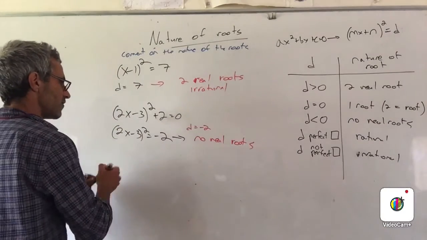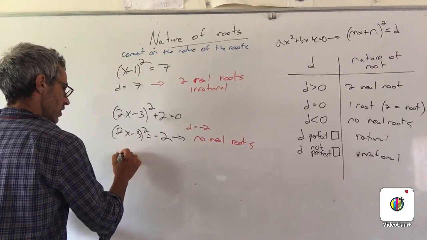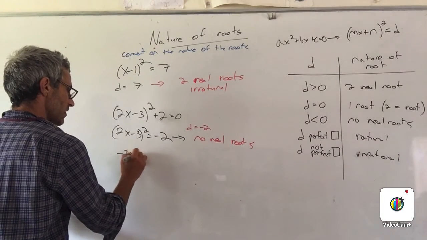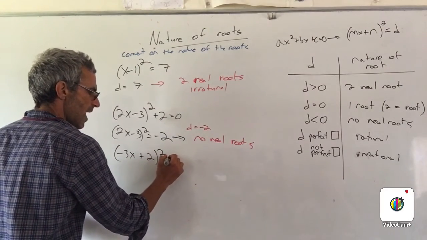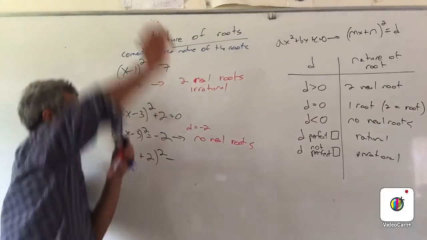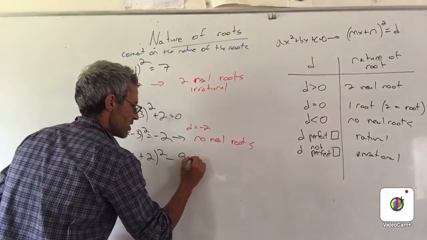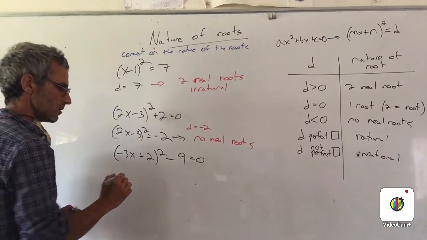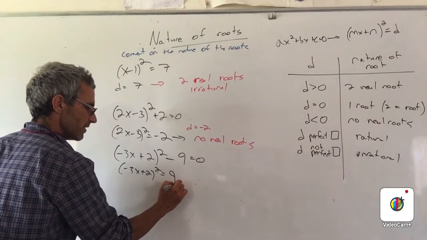Do you want to give me another formula? Let's say minus 3x plus 2 squared minus 9 equal to 0. Okay, how are we going to write it? What should we do? Just take the 9 across. Take the 9 across, so it equals 9.